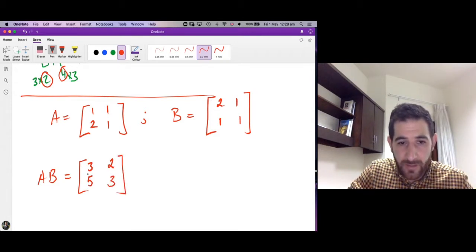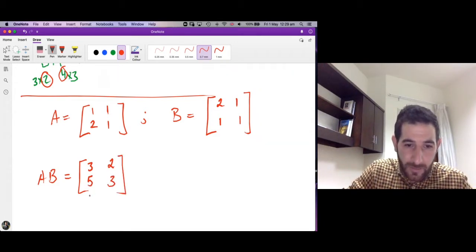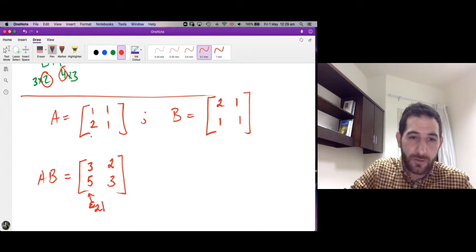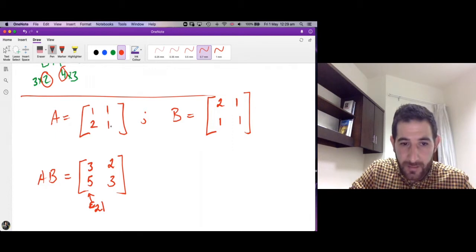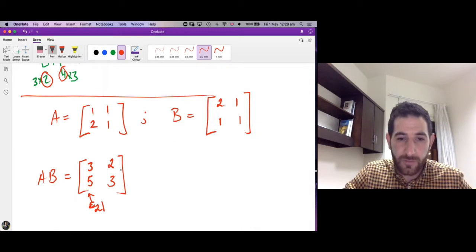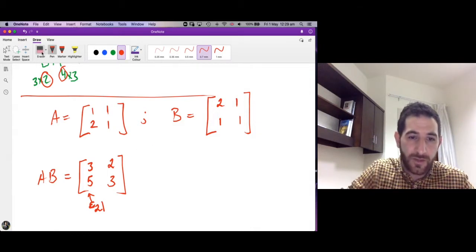Okay, so how do we get 5? What is this entry? Let me call it C. The entry here is C in the second row and first column. So you look at the second row in A times the first column in B. 2 times 2 is 4, plus 1 times 1 is 1, 4 plus 1 is 5. Okay, so you get 5 here.